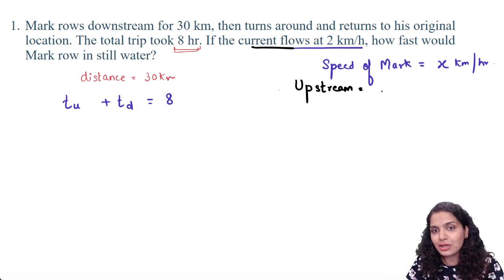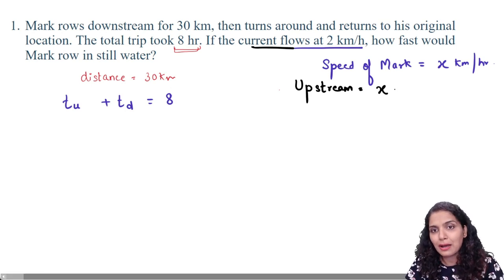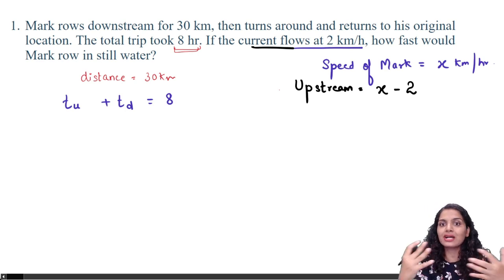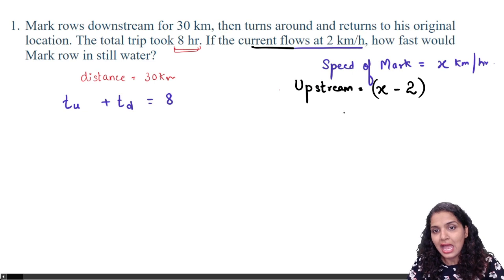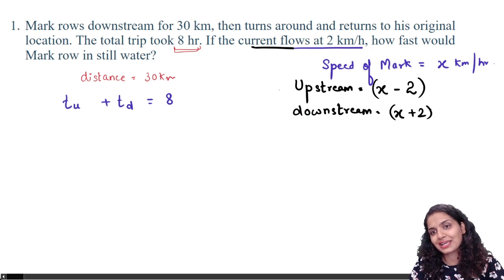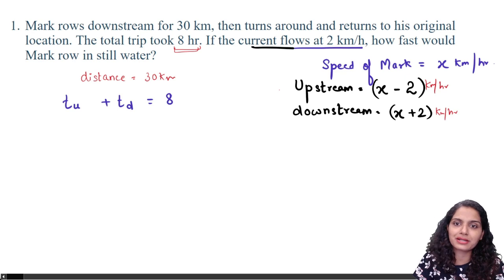So for upstream, the speed will be x minus 2, the speed of the current, because you're going against it, right? And for the downstream, let me write it here, the speed will be x plus 2 kilometers per hour. Yes, this is very important to mention, otherwise you never know for what reason the teacher is deducting the marks.